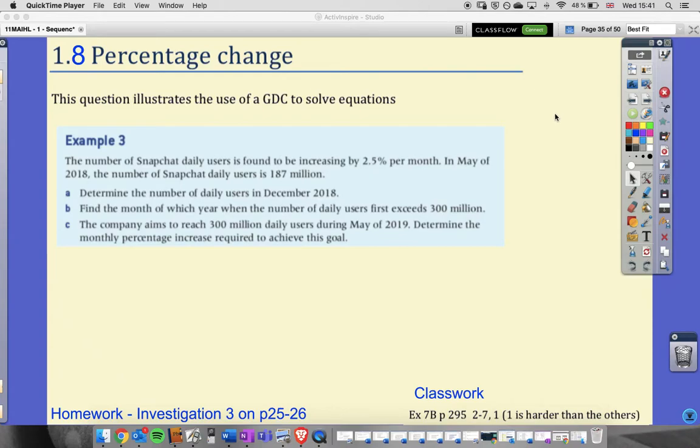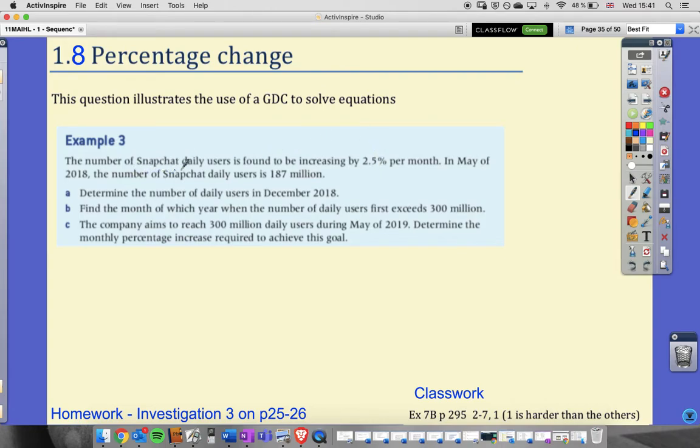Hello grade 11s. Today we're going to consolidate a bit of work on geometric sequences and do a little bit of investigating to prepare for our next lesson, which is on geometric series. Hopefully you've had a quick go at this question already. It's just really getting the idea that percentage change is also a type of geometric sequence, and it just takes a tiny bit of thought to convert it into a common ratio.